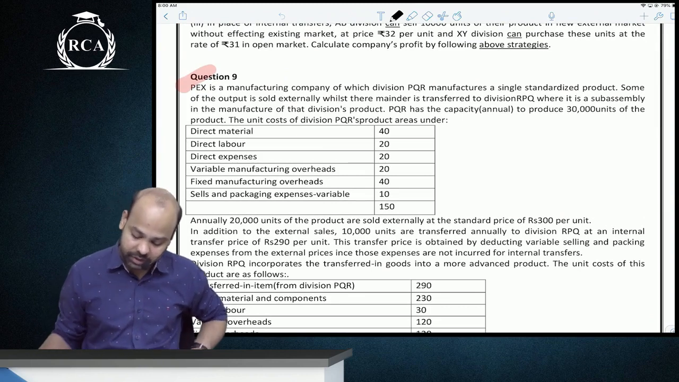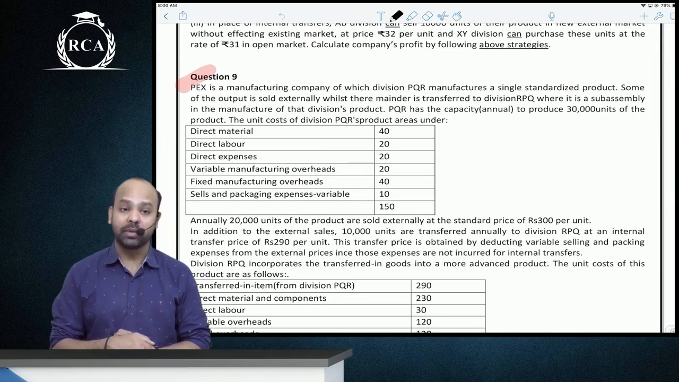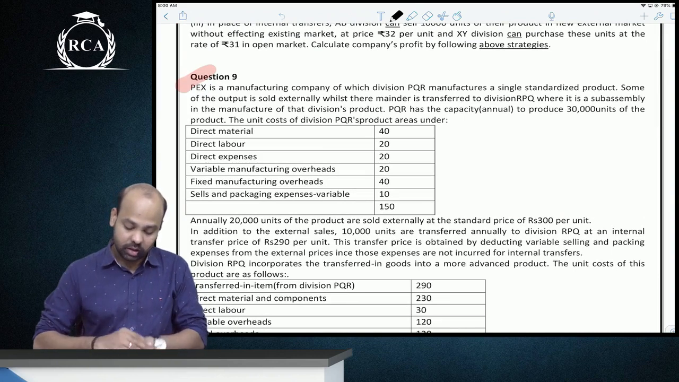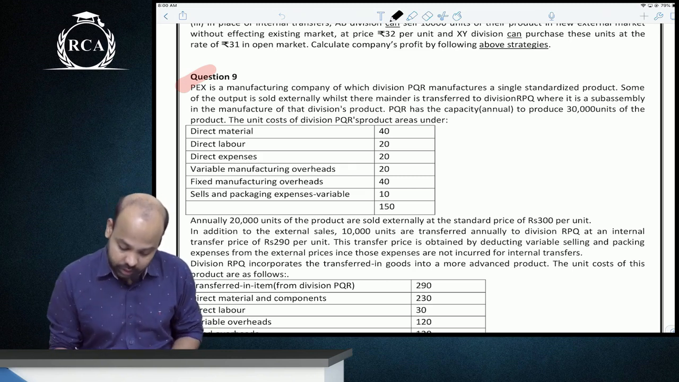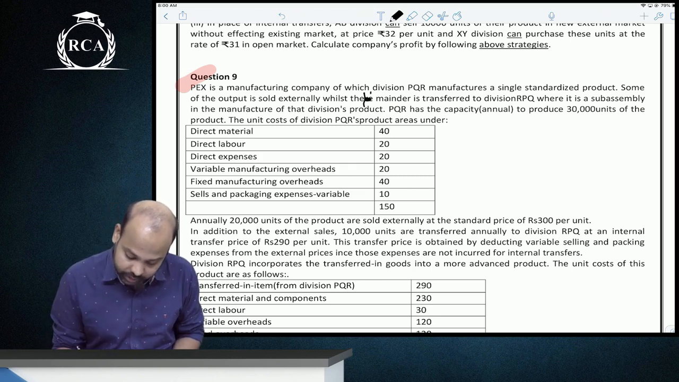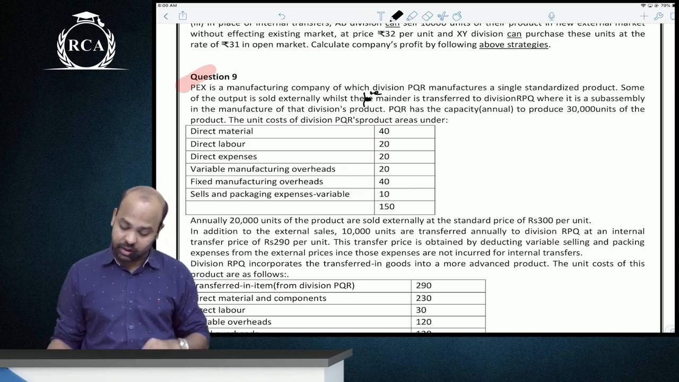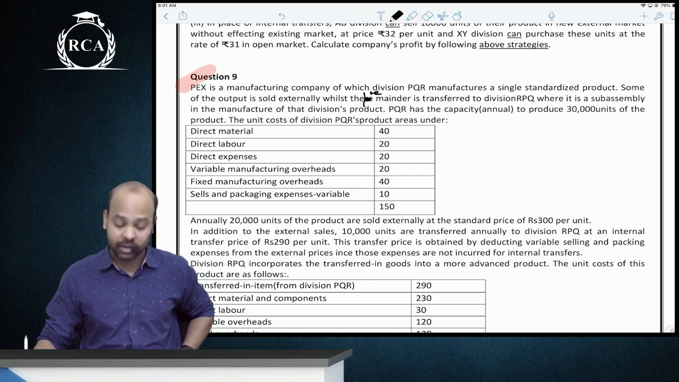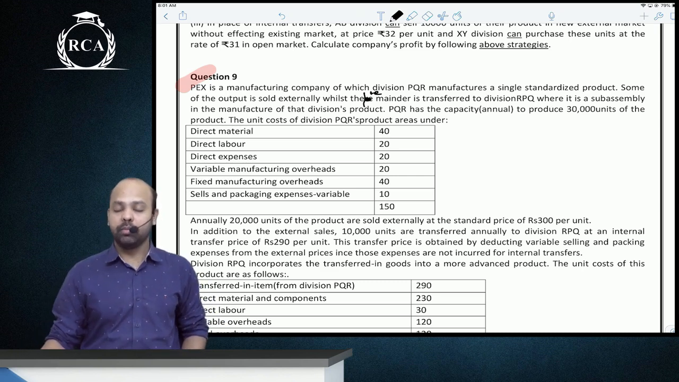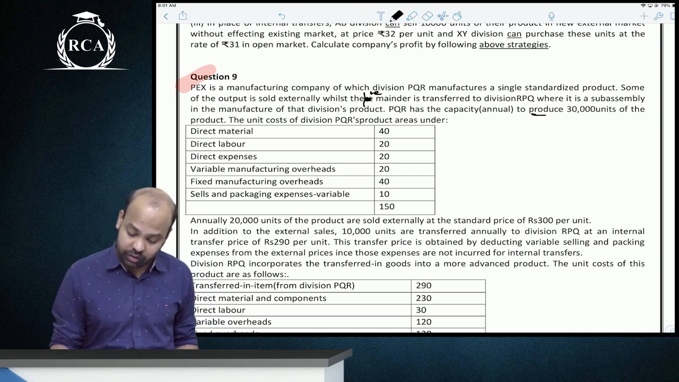PX is a manufacturing company of which division PQR manufactures a single standardized product. Some of the output is sold externally, whilst the remainder is transferred to division RPQ, where it is a sub-assembly in the manufacture of that division's product. PQR has an annual capacity to produce 30,000 units.